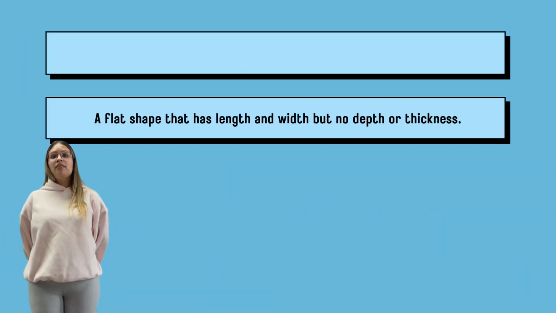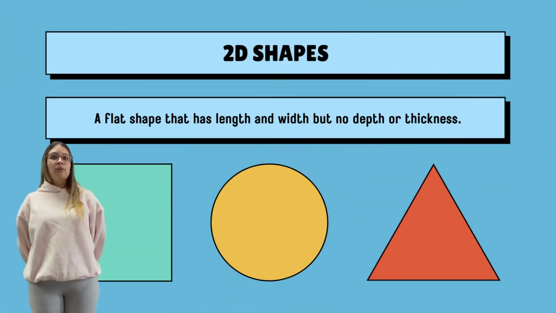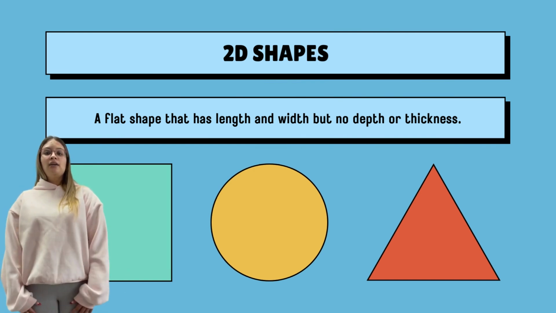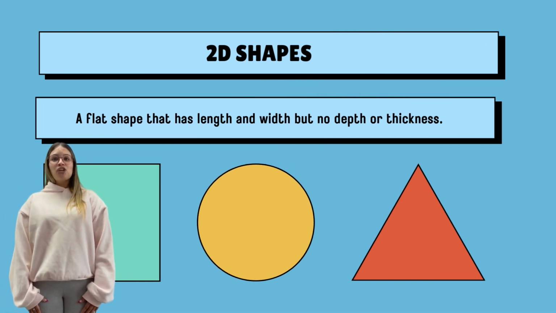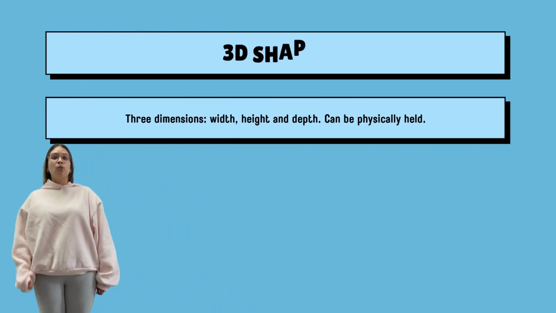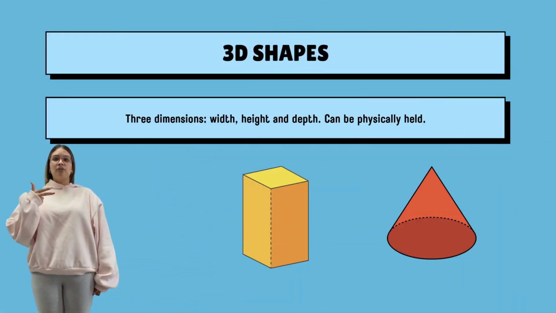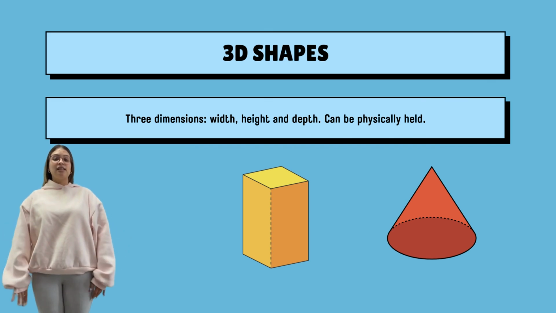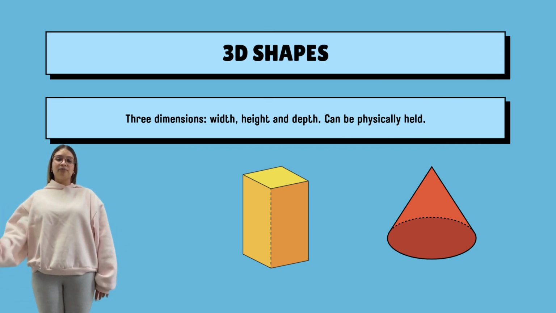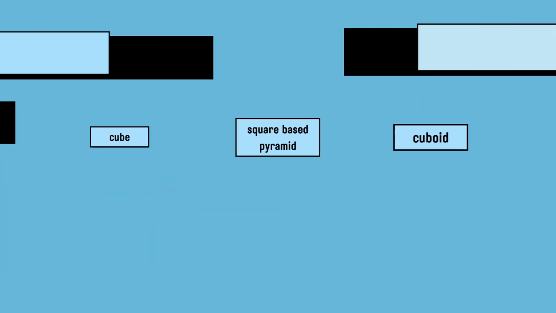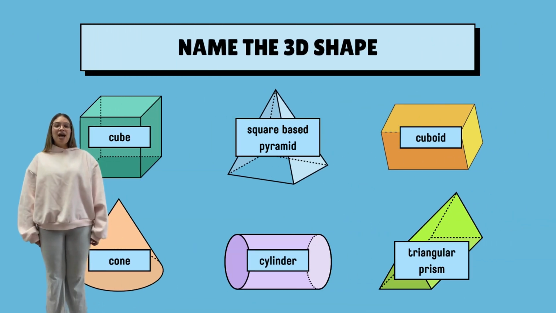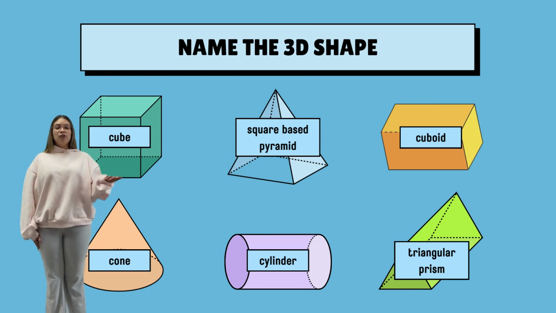A flat shape that has length and width but no depth or thickness is an example of a 2D shape. A 3D shape has 3 dimensions: width, height, and depth, and can be physically held. It is an example of what? That's right, these 3D shapes: a cube, a square-based pyramid, a cuboid, a cone, a cylinder, and a triangular prism.